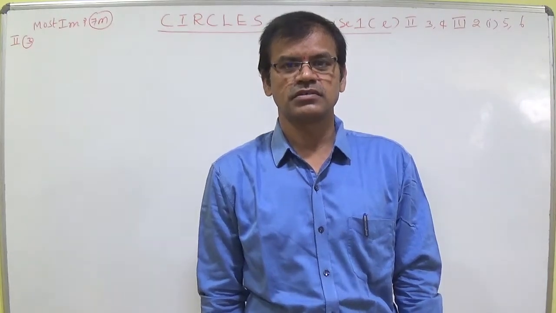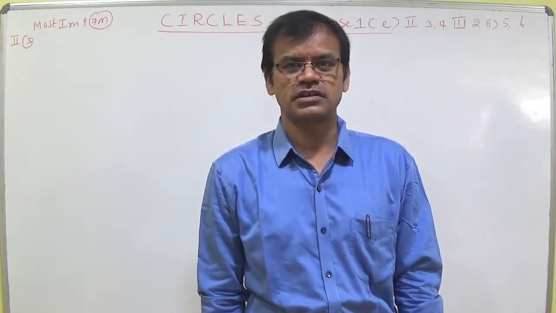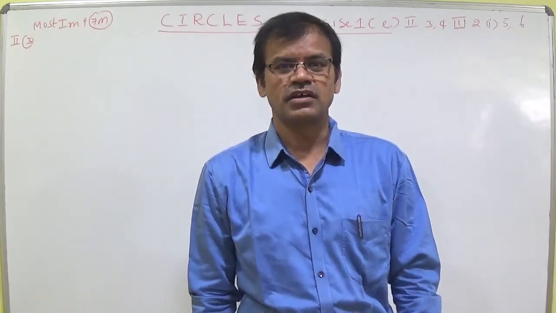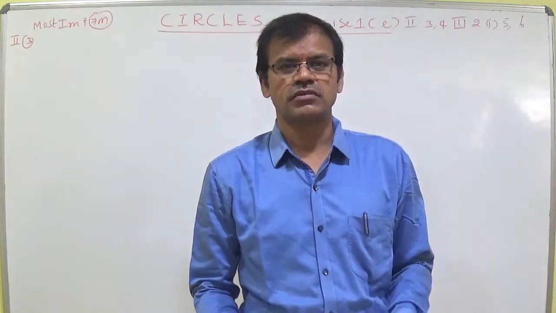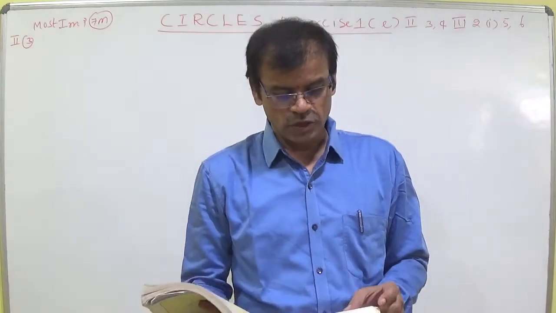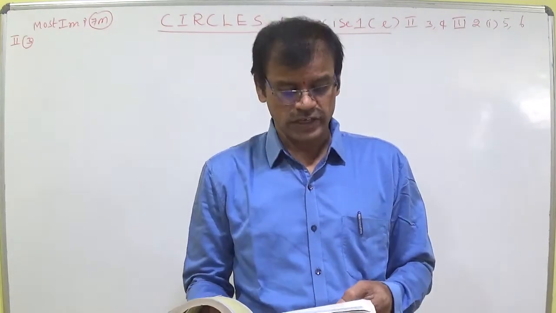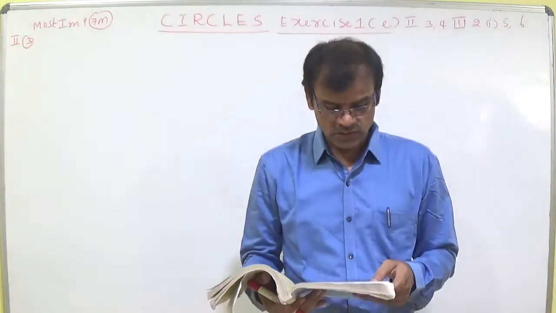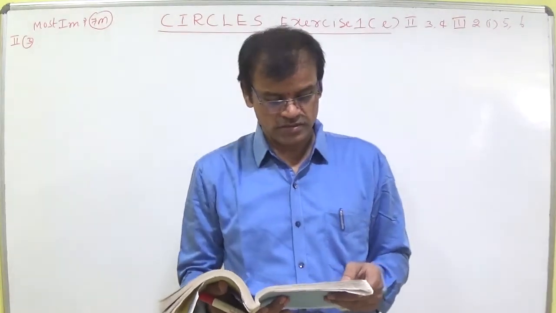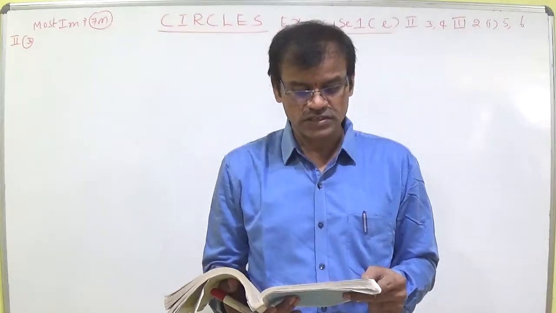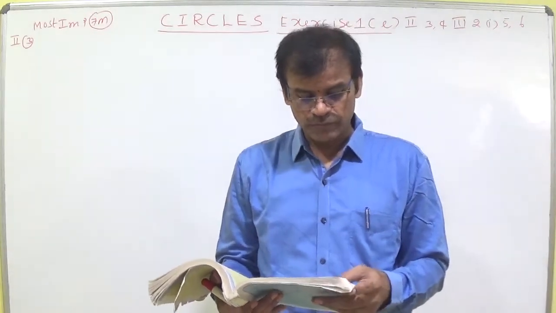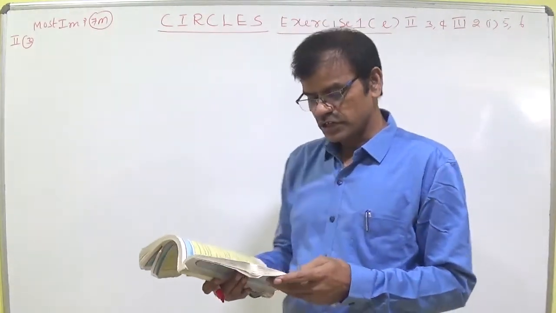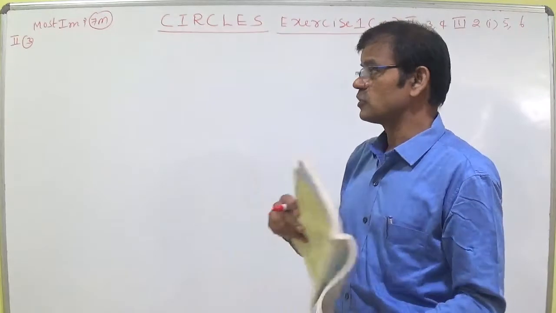Dear students, now we are in the chapter of circles. Until yesterday we have learnt exercise 1E, Roman number 2 sums. Roman number 3 first sum also I explained in previous class. I think this is the last class of the IPE circle chapter. Roman number 2, two questions completed. Let us discuss about third question.